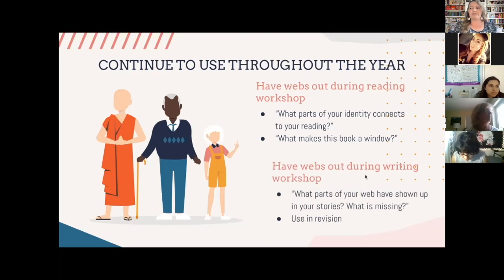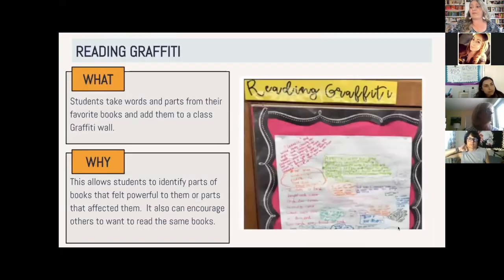And then also having those webs out during writing workshop. What parts of your webs have shown up in your stories? What's missing? And then using that in revision. How do we encourage our students to embrace their identity within their writing, the way that Elizabeth did in her Ode to Rats? Okay, so now we're going to go through a couple really quickly, okay?